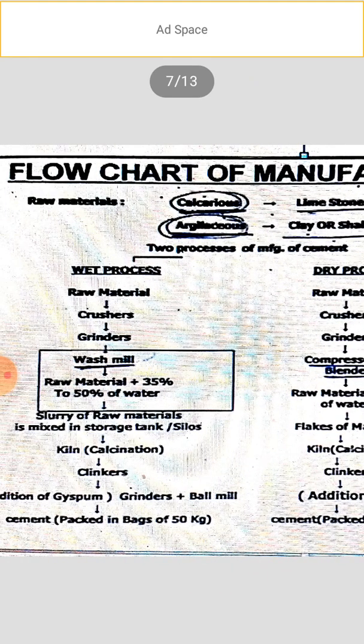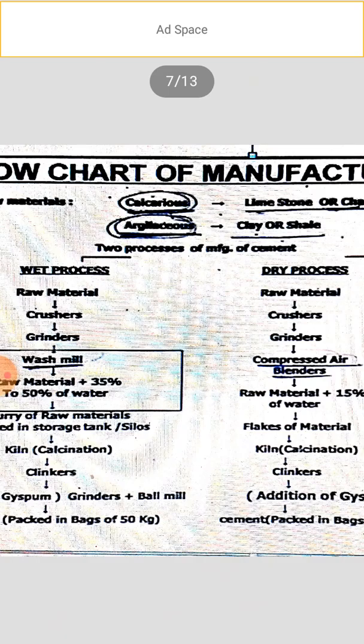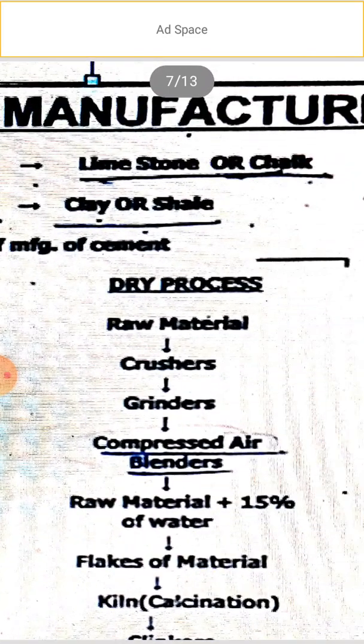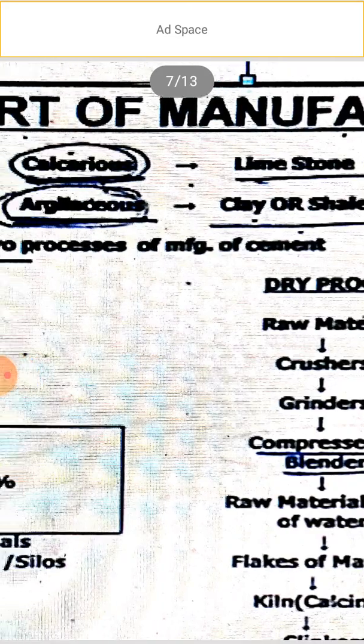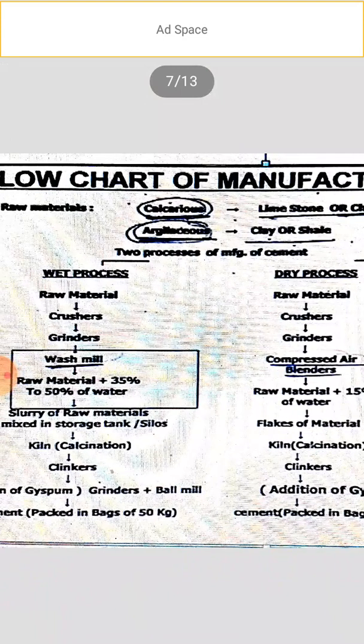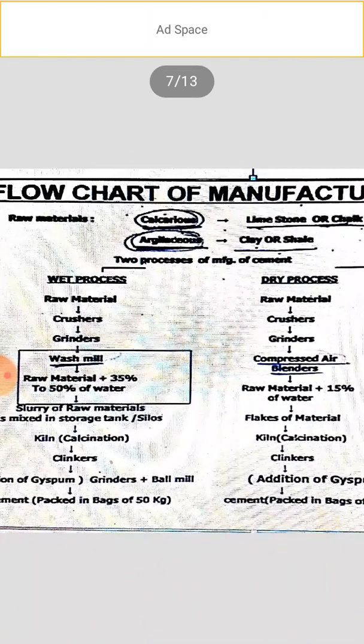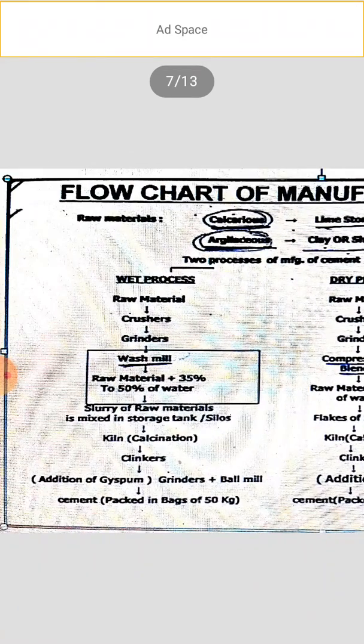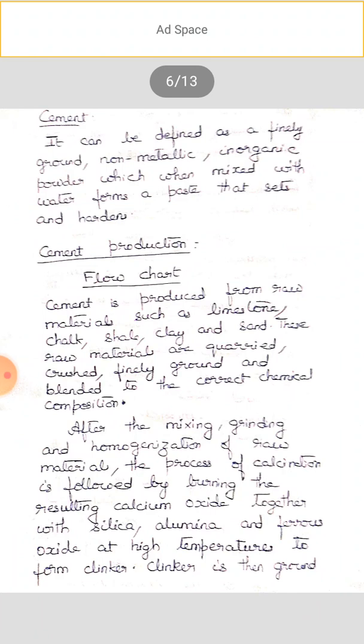Again, the raw materials are of two types, calcareous and argillaceous. Calcareous means limestone or chalk, and argillaceous means clay or shale. There are two processes for manufacturing of cement, wet process and dry process. If you draw this flow chart, it is more than enough for the process of production of cement. Coming again, cement is produced from raw materials such as limestone, chalk, shale, clay and sand. These raw materials are quarried, that is collected from the natural source, crushed, finely ground and blended to the correct chemical composition.